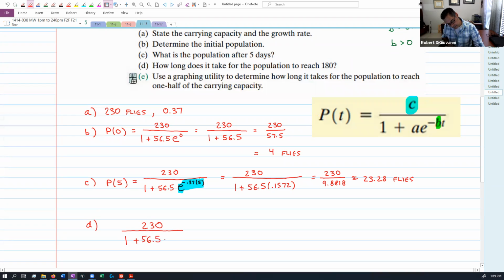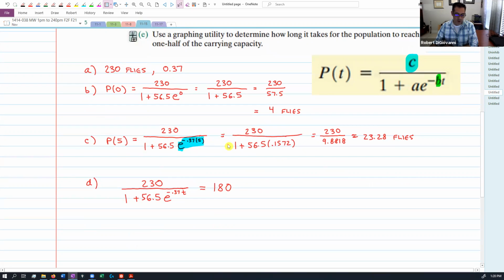and do what with it? T. What are we gonna do with this? We want to know when that's equal to 180, right? So set it equal to 180. This is more challenging than the previous problem. Part C, you just plug a number in, you crank it out on your calculator. Here, we actually have to go and solve for T. All right, we're gonna have to go solve for that now. So we've got to do some algebra.